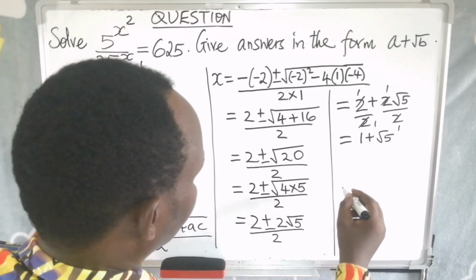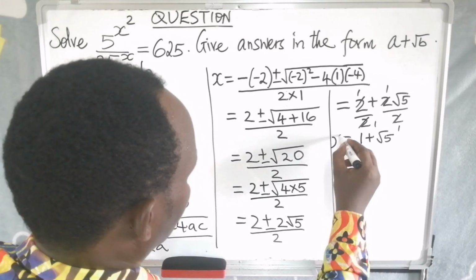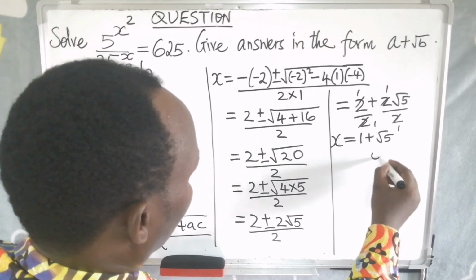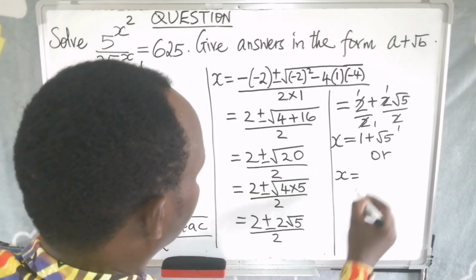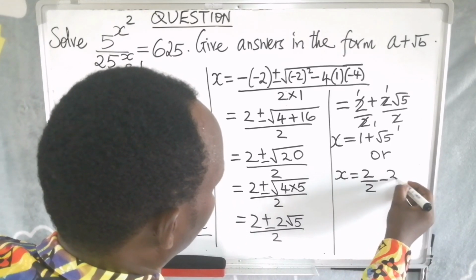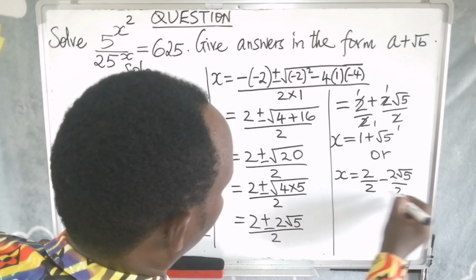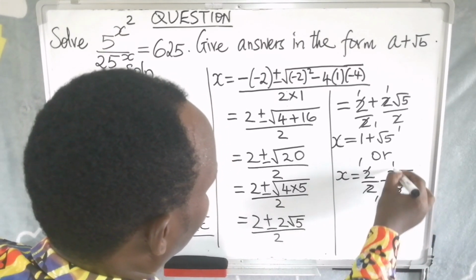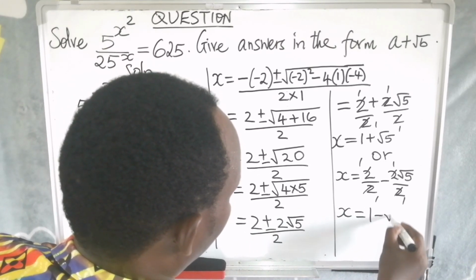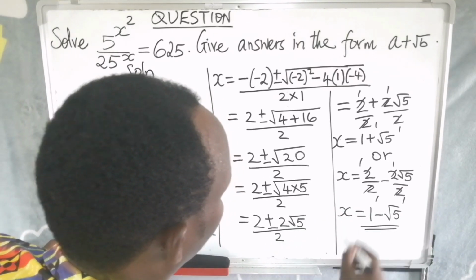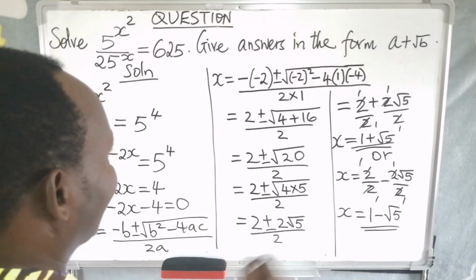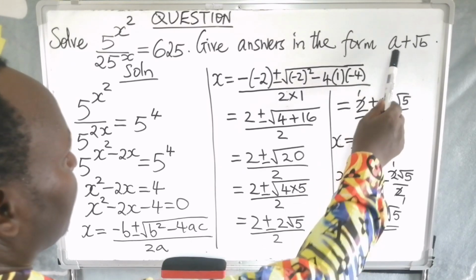So x is 1 plus root 5, or our x can also be given by 2 over 2 minus 2 root 5 over 2, and that will give us our second value of x, which will be 1 minus root 5. So we have two values of x, which are 1 plus root 5 or 1 minus root 5, and we have given our answer in the required form.